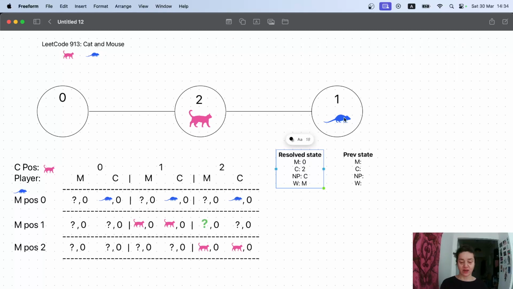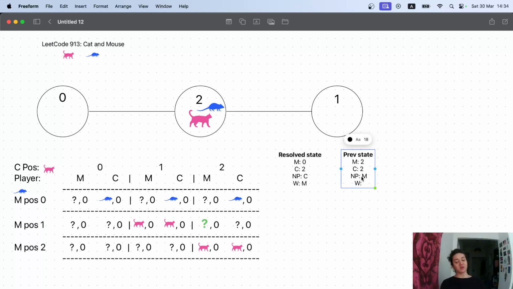Mouse at 0, cat at 2, there. Okay, what was the previous state to this? Well, if it's the cat turn to move, then it was the mouse who made the move in the previous state. Where were they? If the mouse moved, the cat was just where he is. Where could the mouse have moved from? Well, what are the adjacencies to where he is in this resolved state? If he's at 0, the only adjacency is 2. So he was at 2. Okay, can we resolve this state?